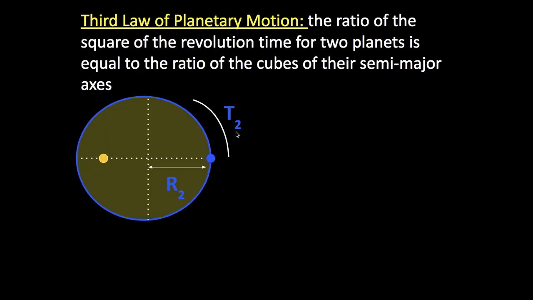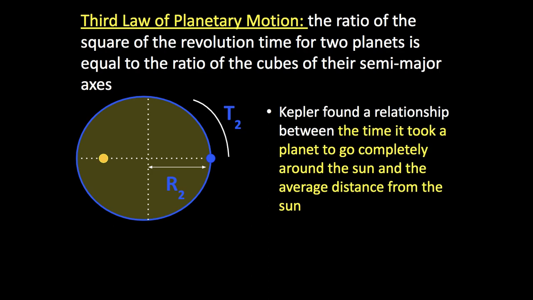Cool. Okay. Next, the third law of planetary motion. All right, I'm going to read this. Please don't write this. The ratio of the square of revolution time for 2 planets is equal to the ratio of the cubes of their semi-major axis. If you don't know what a semi-major axis is, or what a revolution time is, this doesn't make sense. So I want you to write this down instead.